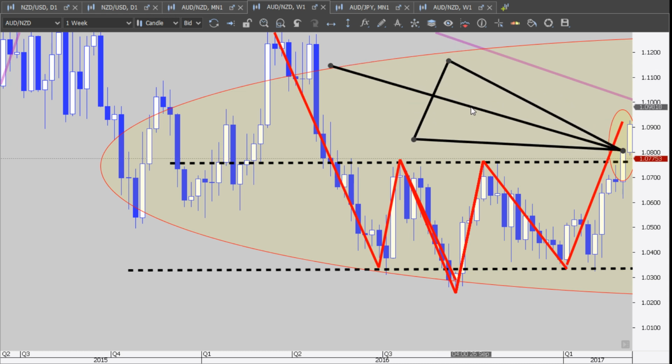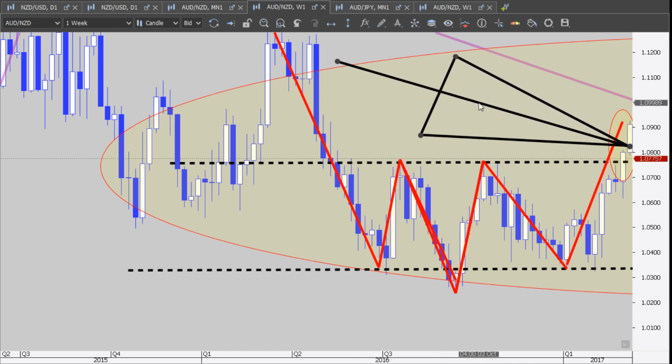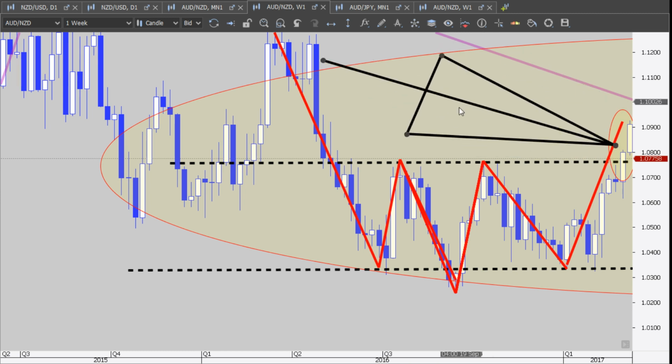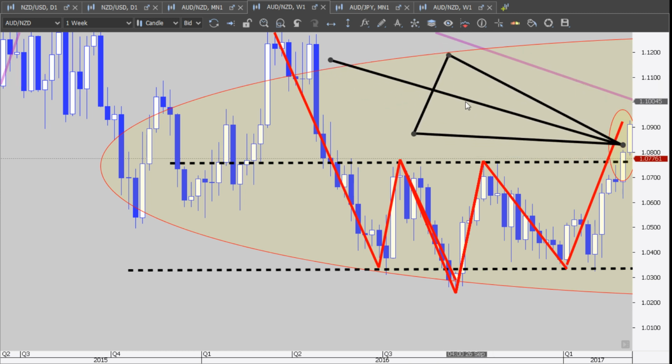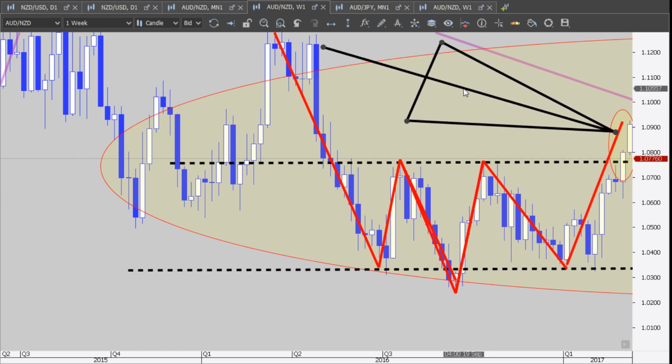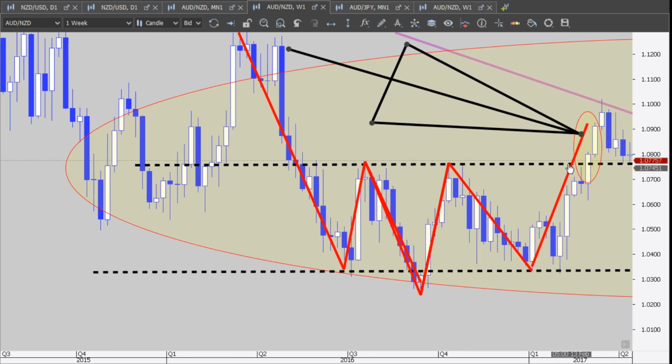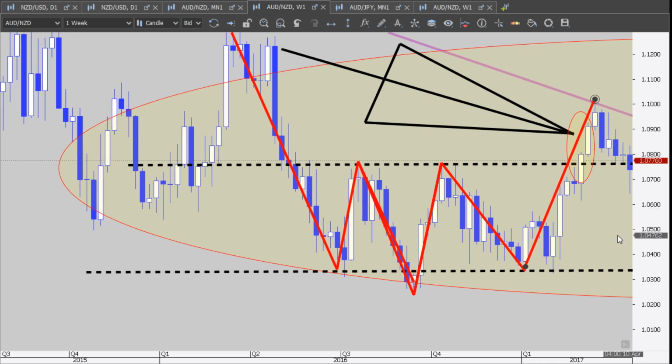Should you enter in here, everybody? No, why not? "But teacher, the market is making higher highs, higher lows." No, why not? Because what is going to happen? A retracement, right? So we're going to wait.